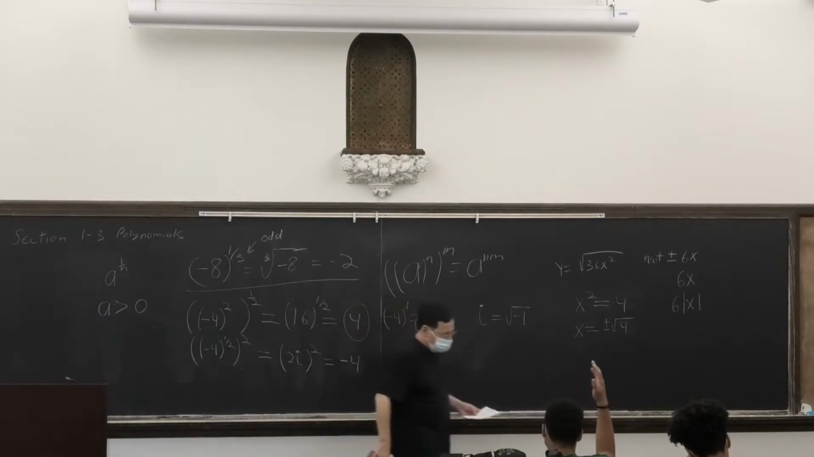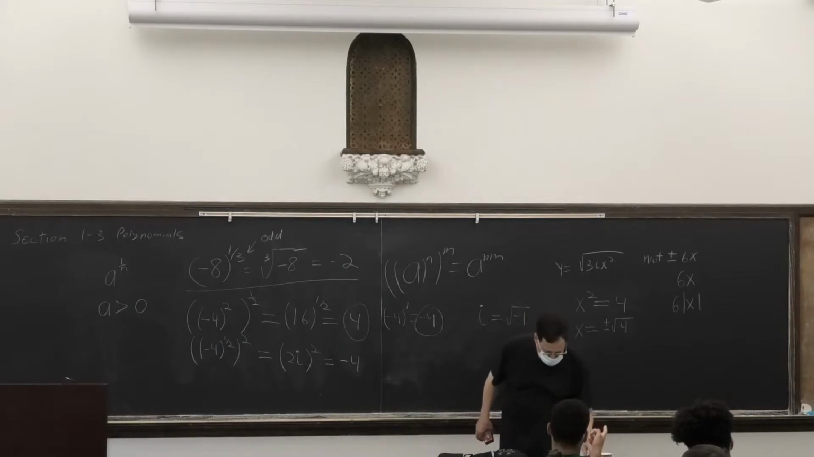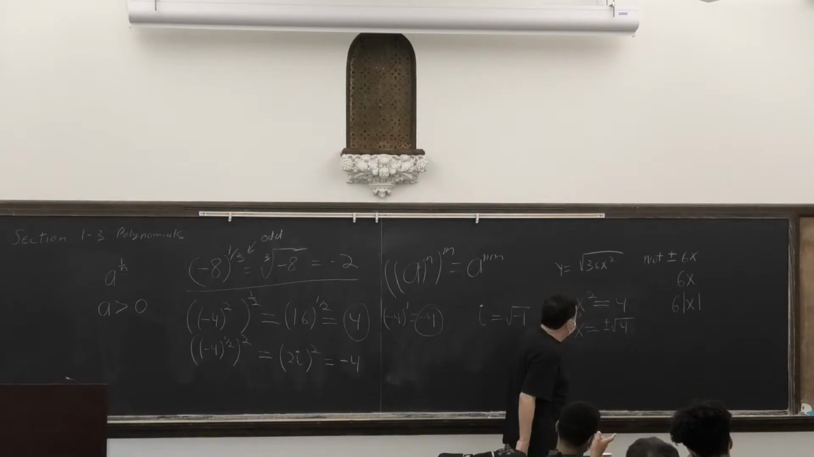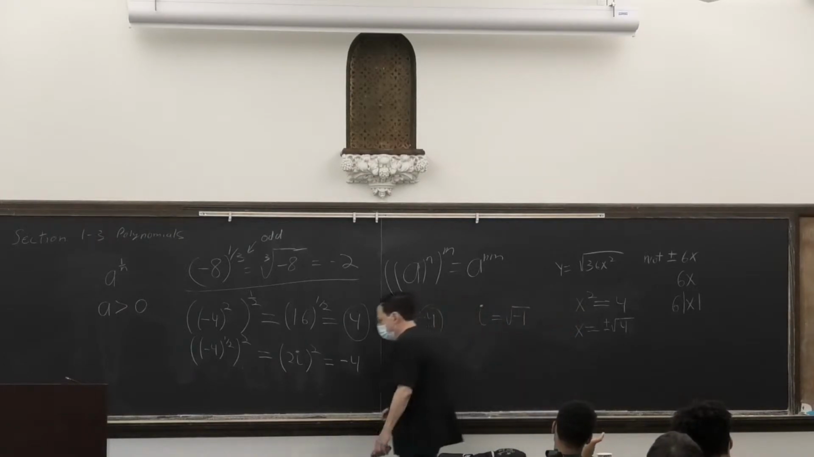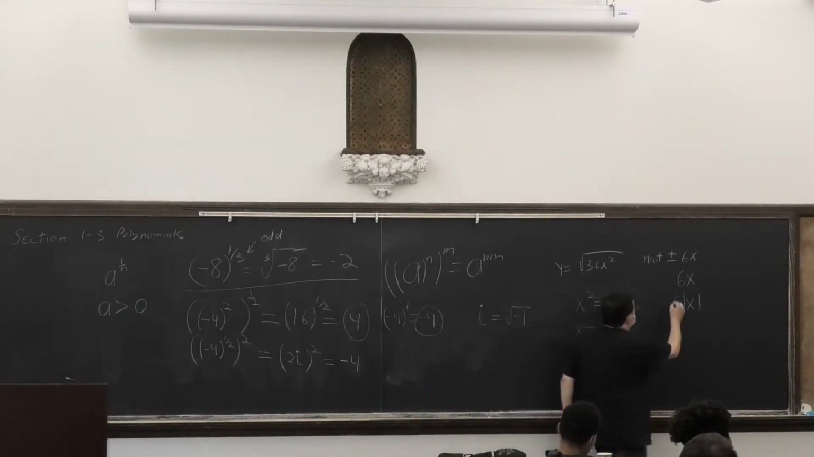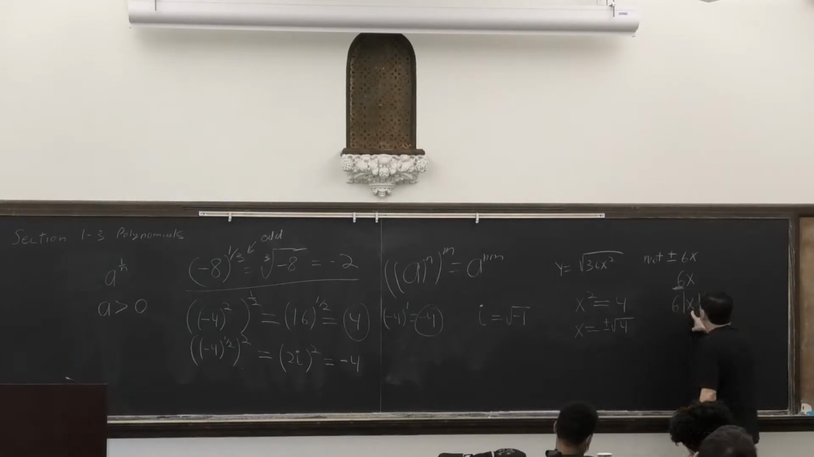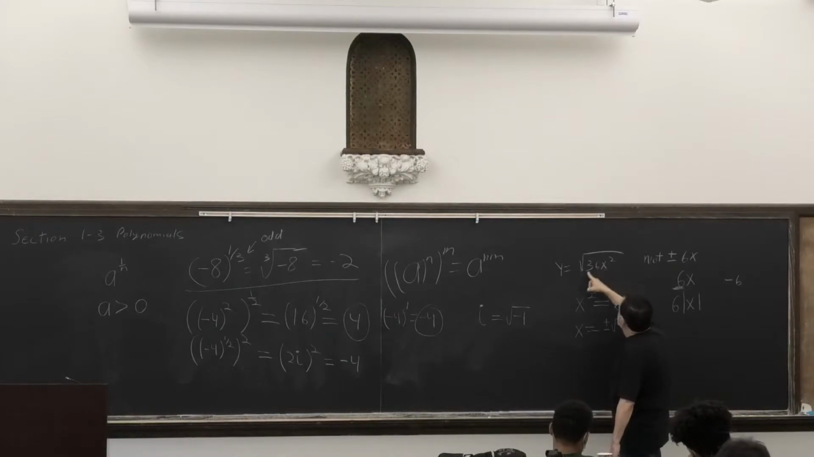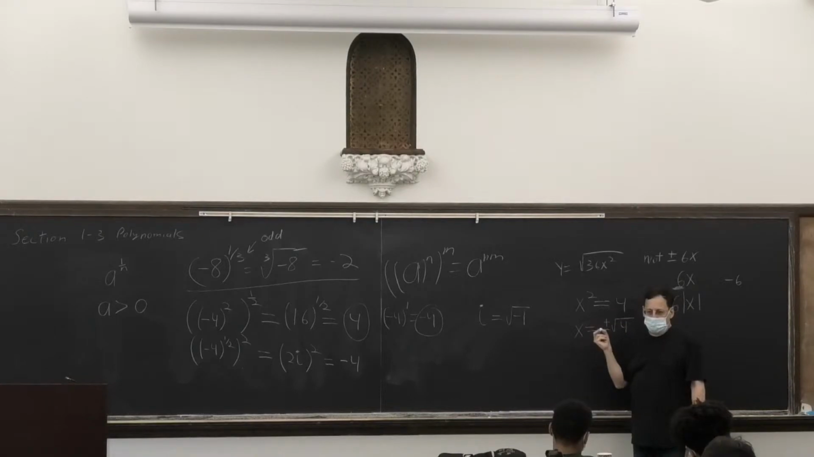Yes? If x was negative, wouldn't that make 6 negative as well, because they are all together? If it's multiplied by x, and x is negative 1, then it would make it negative 6. But if I plug in negative 1 here, I get the square root of 36, which is always positive 6.